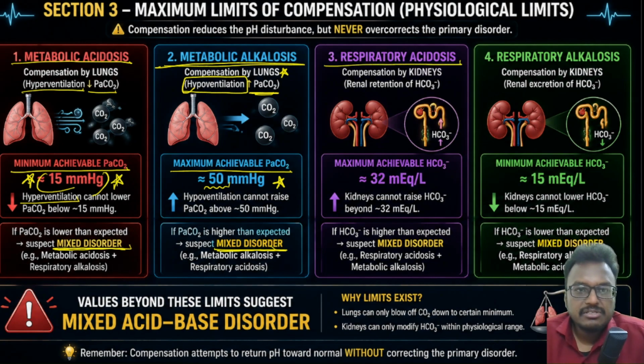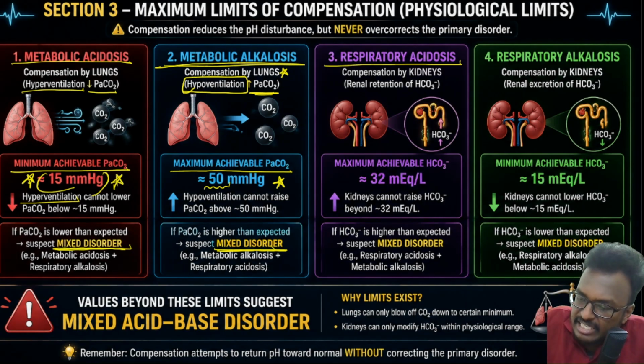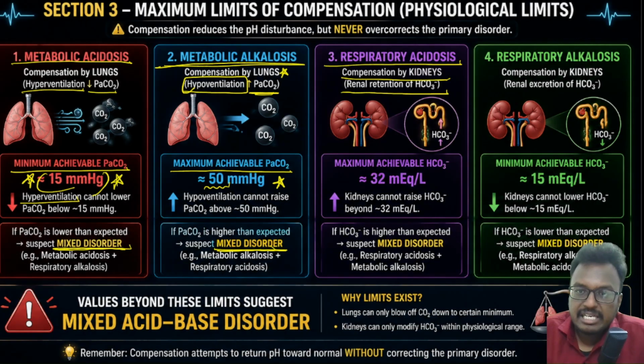Now coming to the third condition, that is respiratory acidosis. In respiratory acidosis, the problem is an increase in PaCO2, which is usually due to hypoventilation caused by conditions such as COPD, airway obstruction or respiratory depression. In these cases, the kidneys will help in compensation. How are they going to compensate? By increasing the retention of bicarbonate. But this retention of bicarbonate also has a limit. It can retain only up to 32 milliequivalents per liter. If bicarbonate retention is more than 32 milliequivalents per liter as a compensation, then consider it a mixed disorder.